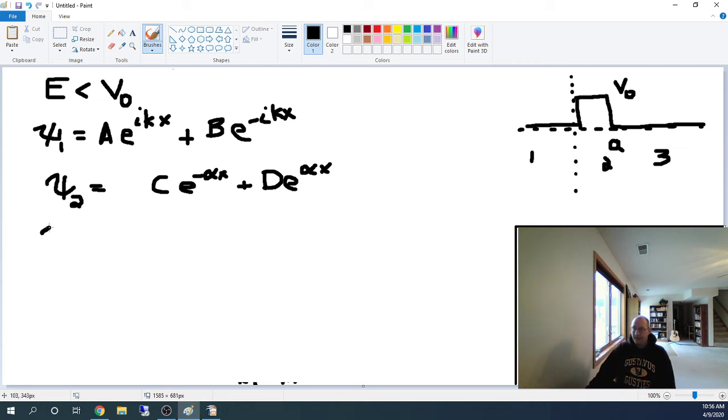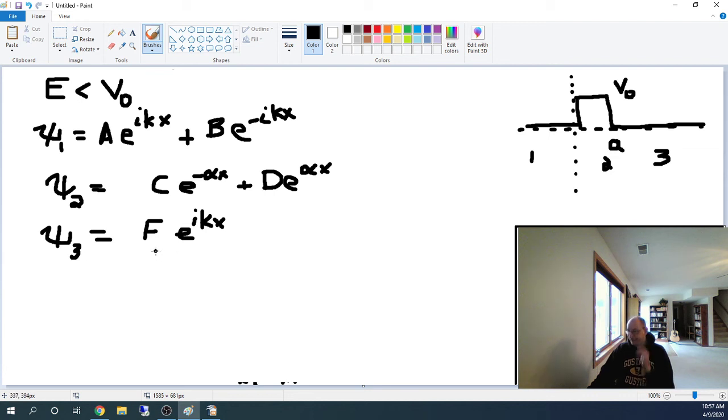And then psi 3, oops, that should be a 3. Okay, psi 3 is, so that I don't have to use e for the exponential, we're going to use F like they did in the book. And we have right moving particles. And it's the same k as in region 1 because in both cases the constant in front of the wave function on the right hand side of the Schrodinger equation would be the square root of 2mE over h bar squared. So you have something like this.